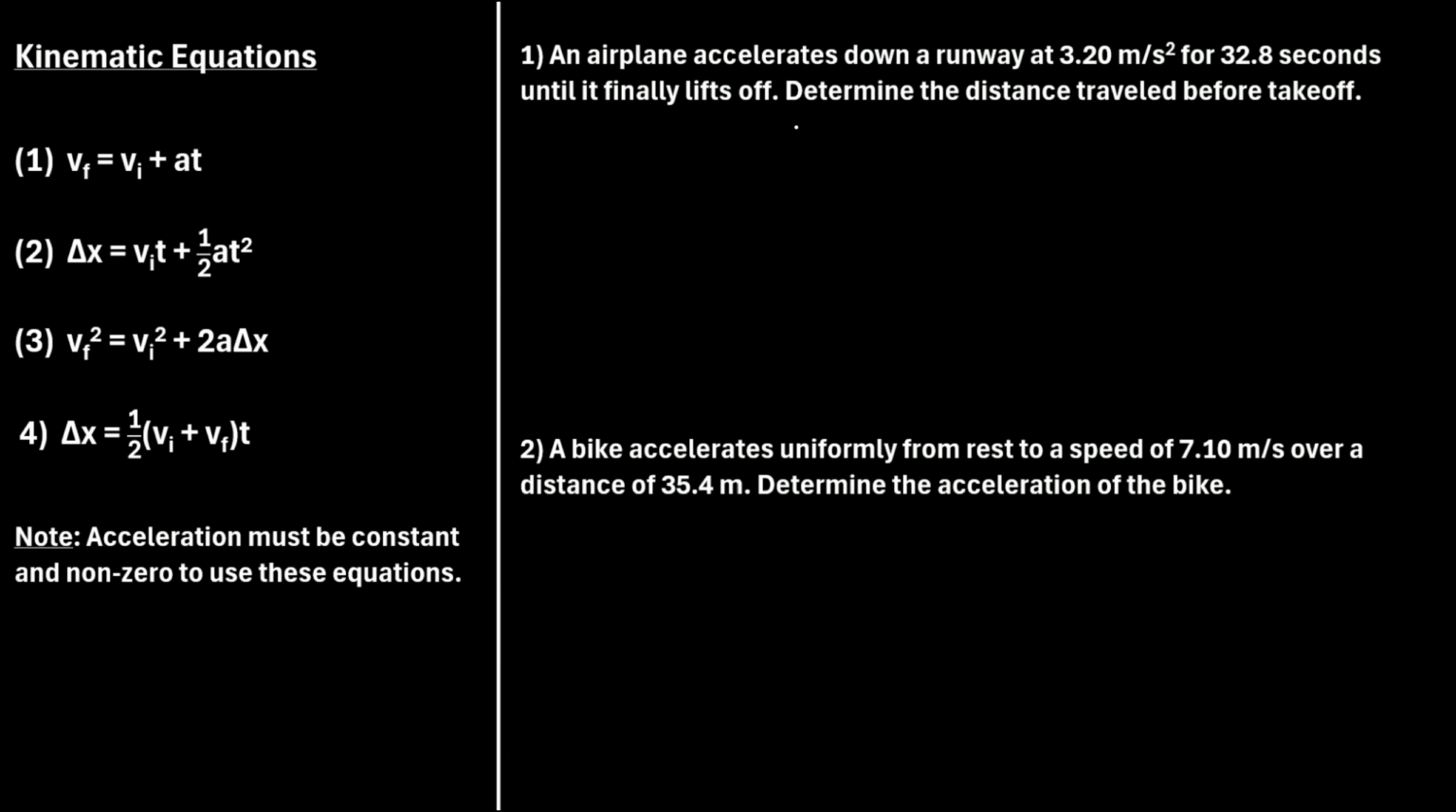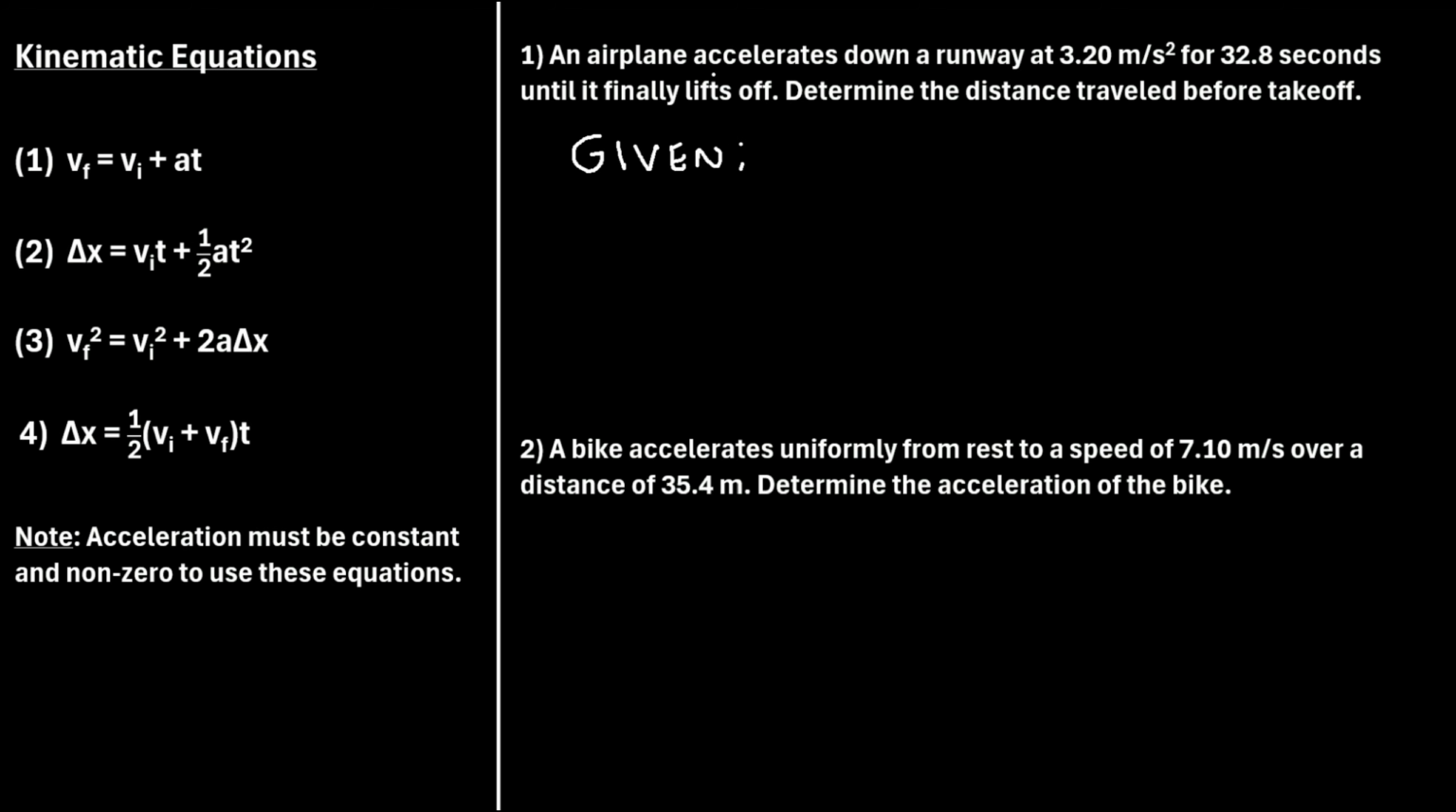An airplane accelerates down a runway at 3.20 meters per second squared for 32.8 seconds until it finally lifts off. Determine the distance traveled before takeoff. So when we're solving these types of problems, the first thing we want to do is write what we are given. So what variables are we given? So let's write that first.